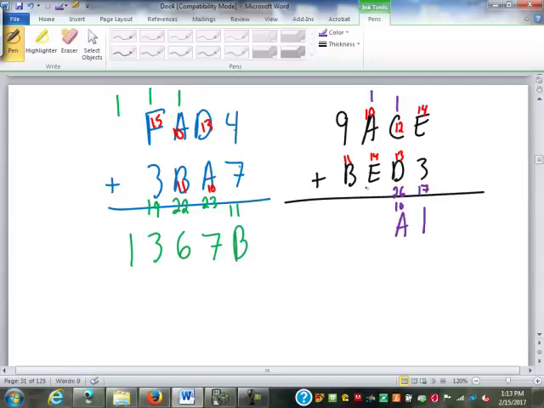This adds up to 25. So I carry 1 and I keep 9. And that adds up to 21. So I carry 1 and I keep 5. So 159A1.